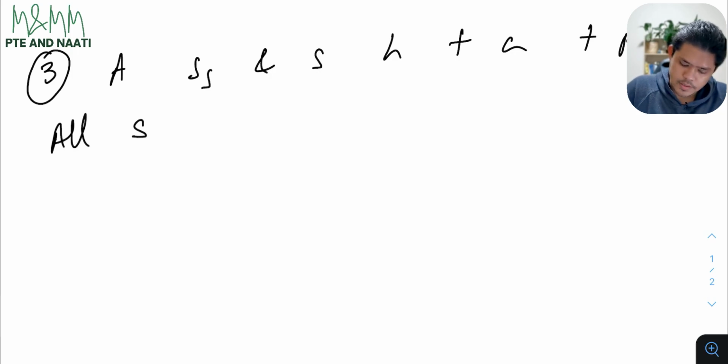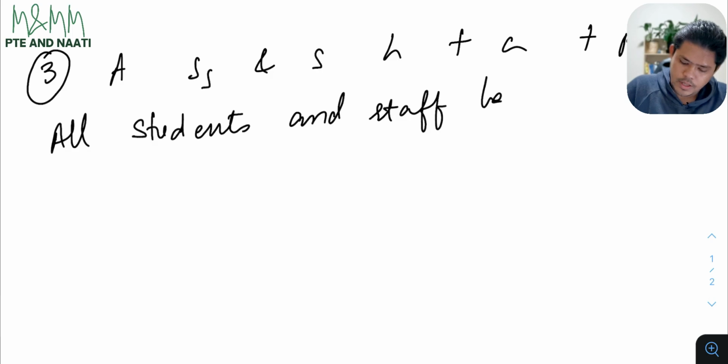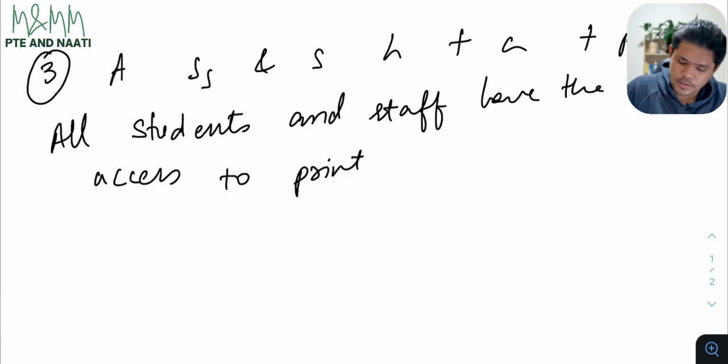Let's write down the answer. All students and staff have the access to printers and scanners.